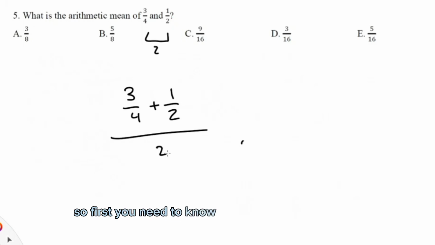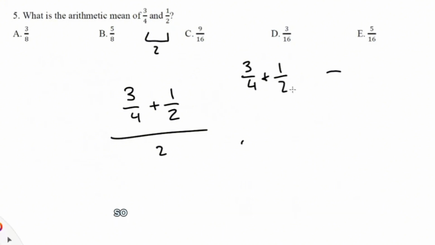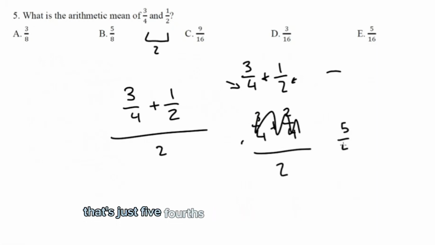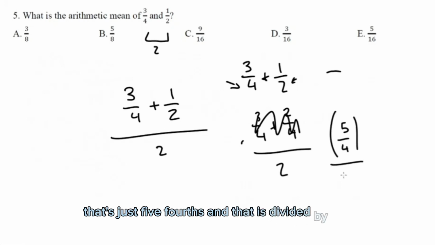So first, we need to know 3/4 plus 1/2. How do we do that? Well, we have to bring them to the same common denominator. For 1/2 the denominator is 2, and for 3/4 the denominator is 4. They both share a common denominator of 4, which means 3/4 stays the same, and 1/2 becomes 2/4. So now it's 3/4 plus 2/4 divided by 2. 3/4 plus 2/4 is just 5/4, and that is divided by 2.